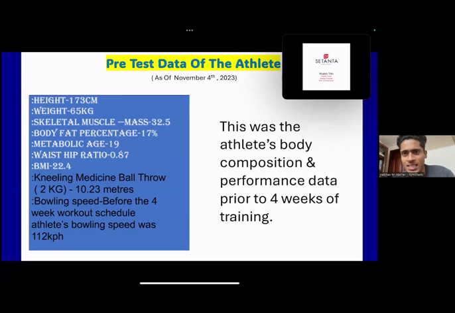He has a skeletal muscle mass of 32.5 and a body fat percentage of 17%. And let's take a look at the main things. In his test, the kneeling medicine ball throw, he threw about 10.23 meters with a 2 kg ball in one of his 3 attempts. And he's bowling 112 kilometers per hour before a 4 week program.